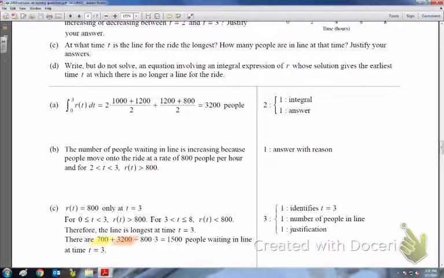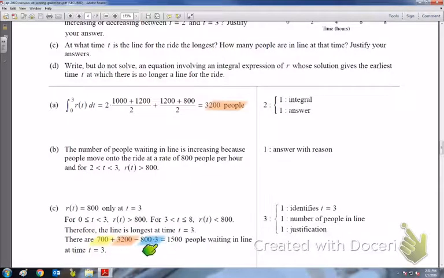This 3,200 people is the number of people that accumulated. Notice again, we got that from part A up here. That's the number of people that accumulated to stand in line between 0 and 3 hours. And then this 800 times 3 is the number of people that left the line to go on the ride. So 800, because that's the rate that they're leaving, and then 3 because that's how many hours have passed. So 800 times 3. When you add and subtract all these numbers, you get 1,500 people waiting in line.